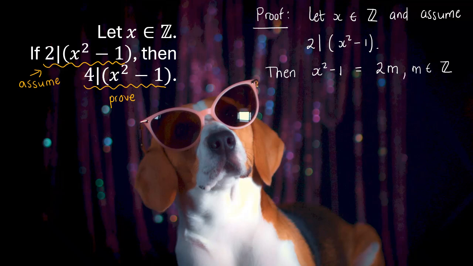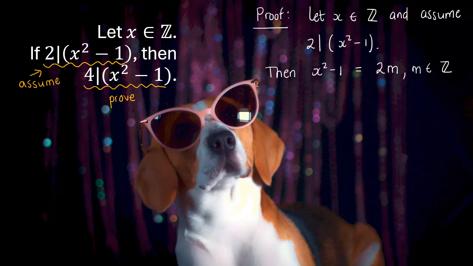If we think again about the parity of this, if something can be written as a product where one of the factors is 2, it actually means that expression is even. We are going to use this fact in our proof. So x squared minus 1, the expression that we are looking at, is an even number. We are going to try and show that it's not only even, it's also going to be a multiple of 4 as well.